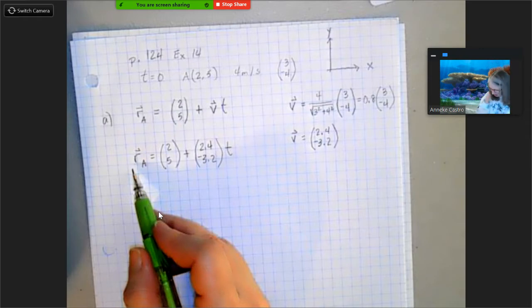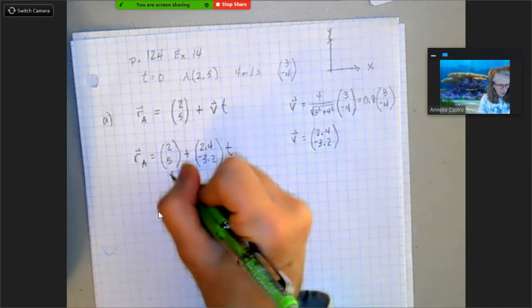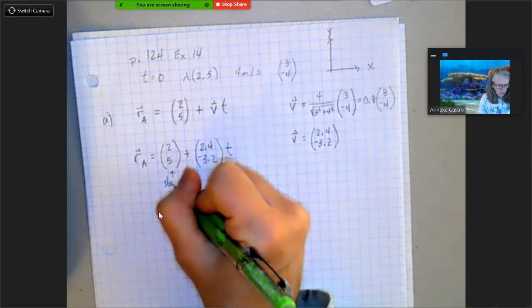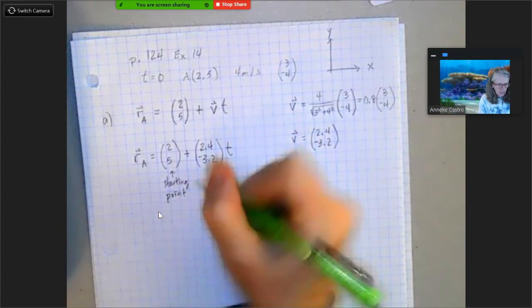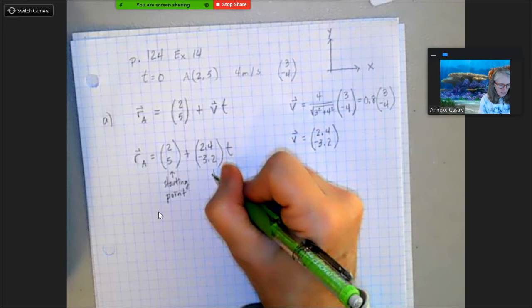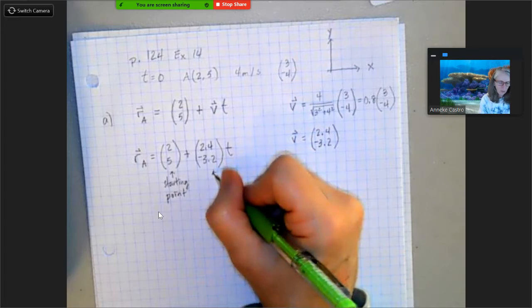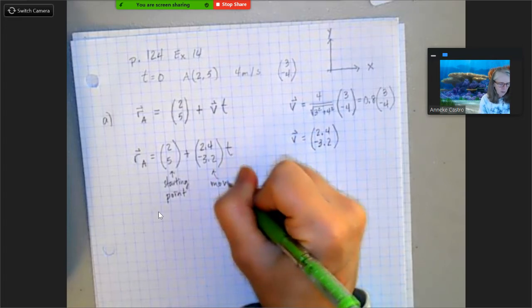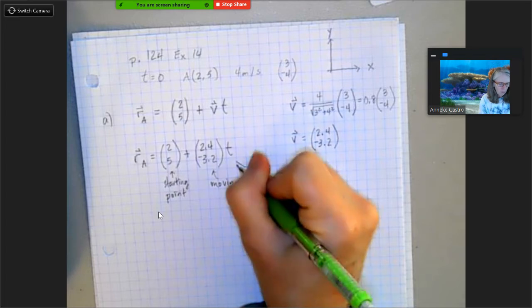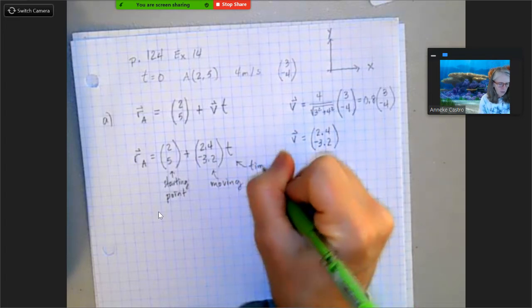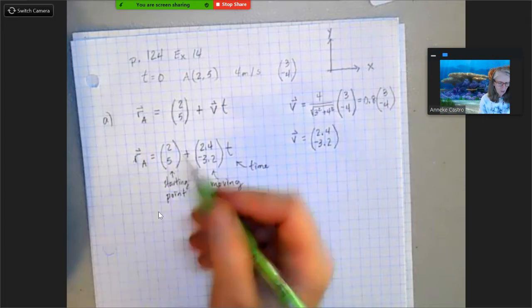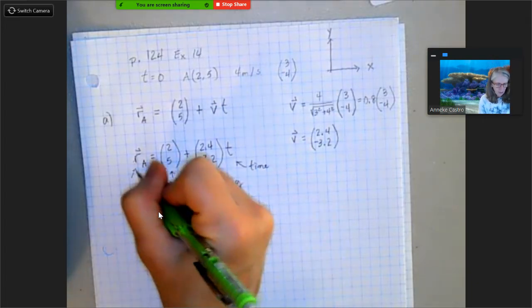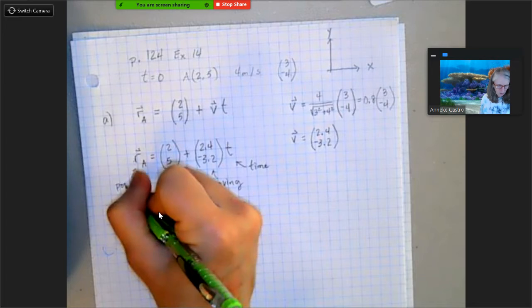All right, so I want to just talk about this again. Remember, this is where the boat started. So it's its starting point. This is the motion, okay? This is its speed. This is how fast it's moving. This is how it's moving. And we multiply that by time. So, right, like we do speed times time to get distance, okay? And this is where it ends up. So this is where it is. So this is the position of the boat.